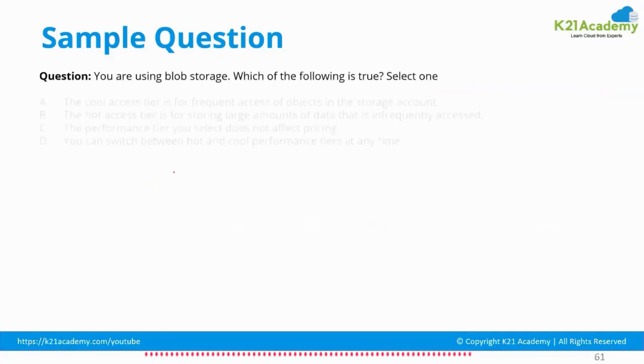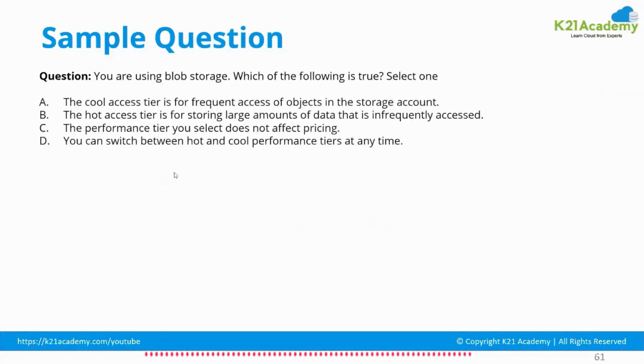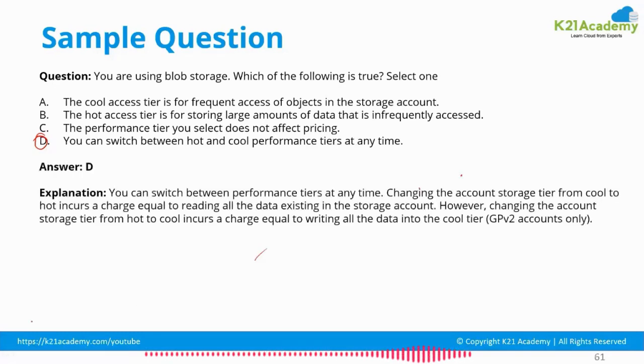There is one more question. Think about it. Okay, so let's go through and check the answer. And the answer is D. You can switch performance tiers at any time. Changing the storage account tier from cool to hot incurs a charge equal to reading all the data existing in the storage account. However, changing the account storage tier from hot to cool incurs a charge equal to writing all the data into the cool tier, GPv2 accounts only. That is the reason why D.